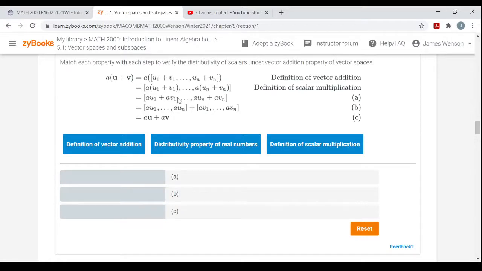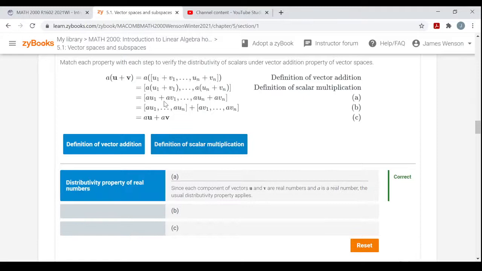And then what happened from step 2 to step 3 here? Well, the distributive property for real numbers was used. If you take a real number and multiply it by a sum of two real numbers, you can distribute. So to get this next line, we use the distributive property of real numbers. So you have to know certain things about real numbers as well. Then from the third line to the fourth line, they just reused the definition of vector addition again, but went backwards. If you have a times u1 plus a times v1 for the first component, and a times un plus a times vn for the nth component, you can break this up into the sum of two vectors, with a u1 to a un, and then a v1 to a vn. You can break it up, and that's just using the definition of vector addition again, but just going backwards.